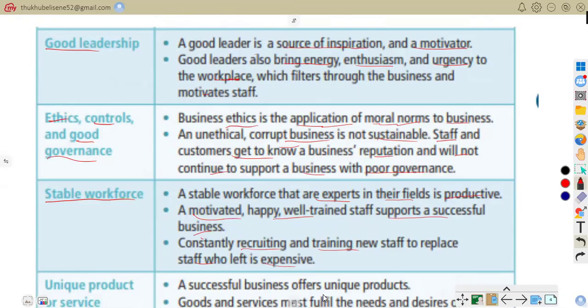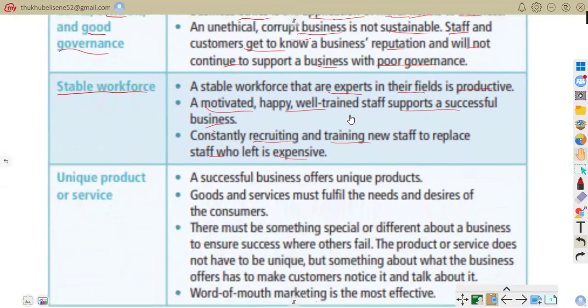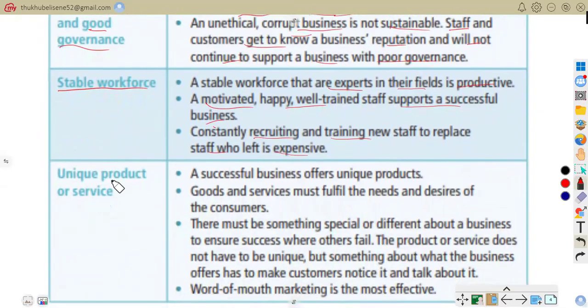It simply says business needs motivated, happy, well-trained employees who are experts in the fields. So a stable workforce increases productivity and reduces the cost of constantly recruiting and training new staff. Yes, it is very expensive. So that is that. Let us move on to unique product or service.